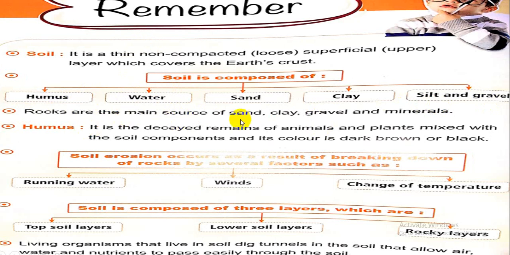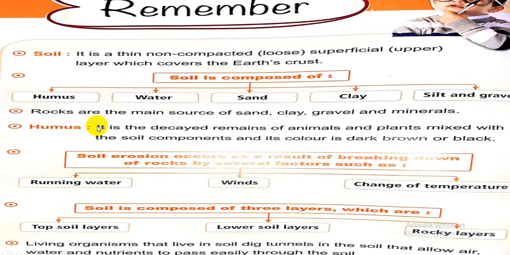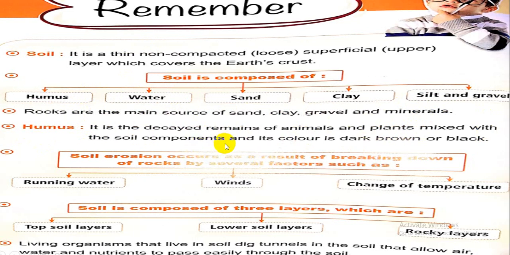Rocks are the main source of sand, clay, gravel, and minerals. Well, what is the meaning of humus? It is the decayed remains of animals and plants mixed with the soil components, and its color is dark brown or black. That makes the soil dark brown or black due to the presence of humus.